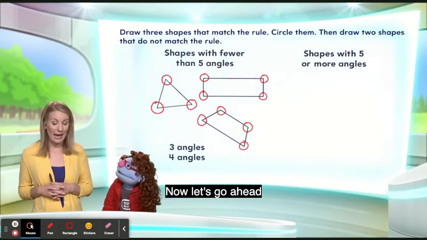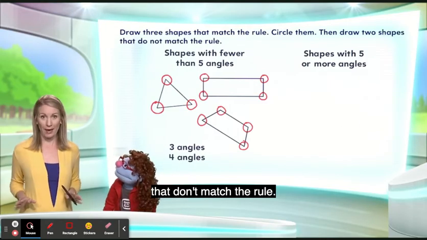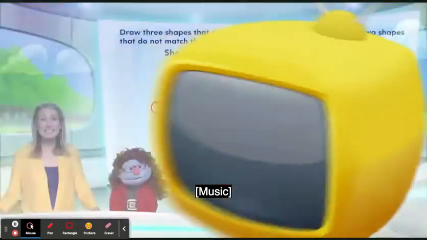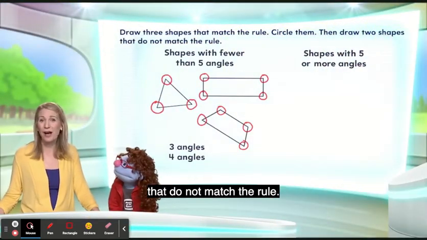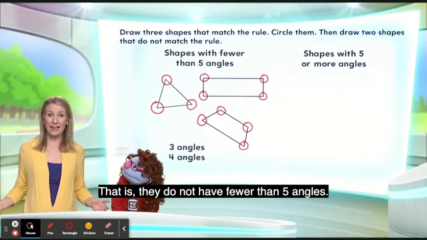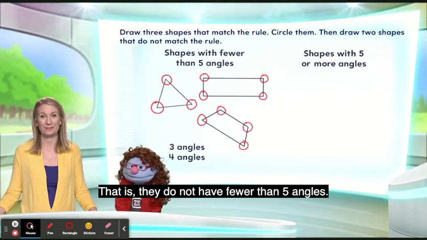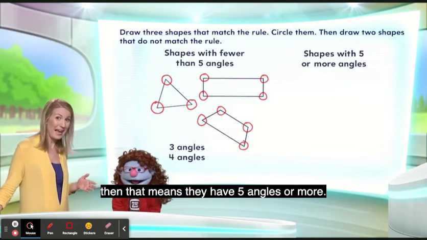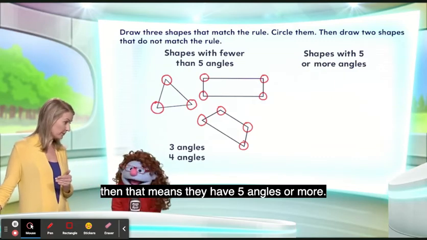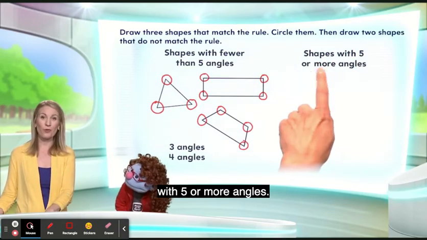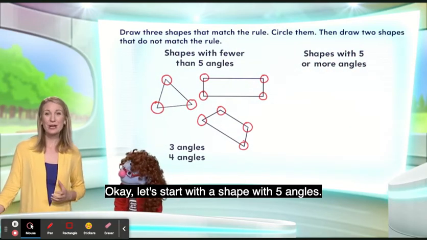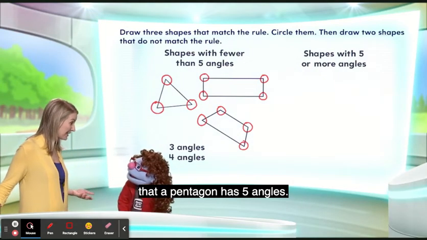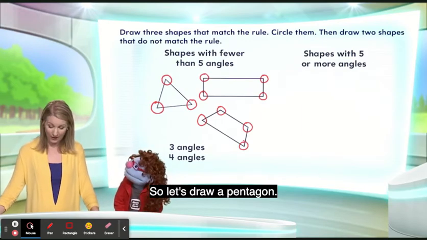Now, let's draw 2 shapes that don't match the rule. That is, they do not have fewer than 5 angles. If they don't have fewer than 5 angles, then that means they have 5 angles or more. So we're going to draw shapes with 5 or more angles. Let's start with a shape with 5 angles. We learned before that a pentagon has 5 angles. So let's draw a pentagon.